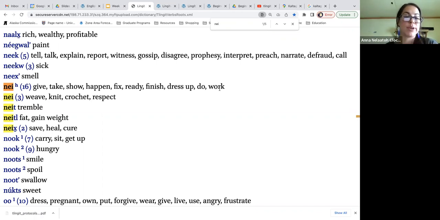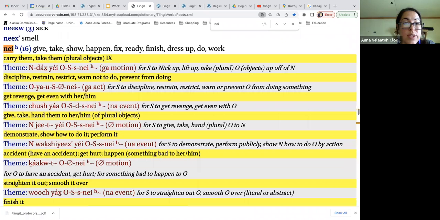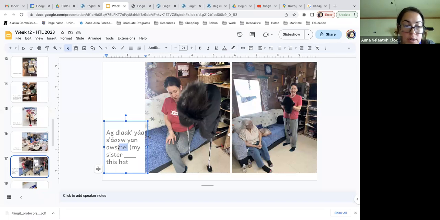Okay, so I'm starting to get a feeling that this is about making something. And then there's a separate category of meanings for weave, to knit, crochet, and respect. One of you mentioned that has to do with working or making. The only thing I want to highlight at this point is that what comes right before the verb root is this si, this sa sound. And this is going to give me a clue in my search of which one I'm looking for.